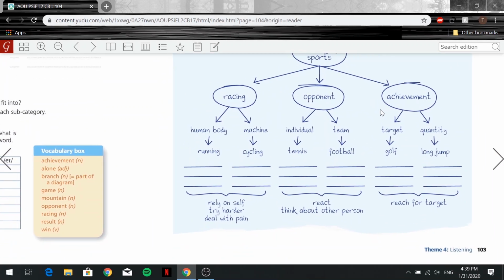We have two sections here as well. So we have target and quantity. Okay, so target is when you want to hit a specific target, whether that be a hole in the ground or a hole upwards, it doesn't matter, or a certain number. It's a target that you have to hit. The other type that we have is quantity, right? So how far can you throw the ball, for example, or how high can you jump? Okay? So for target, we can say golf. We could also say archery, right? You guys know what archery is.